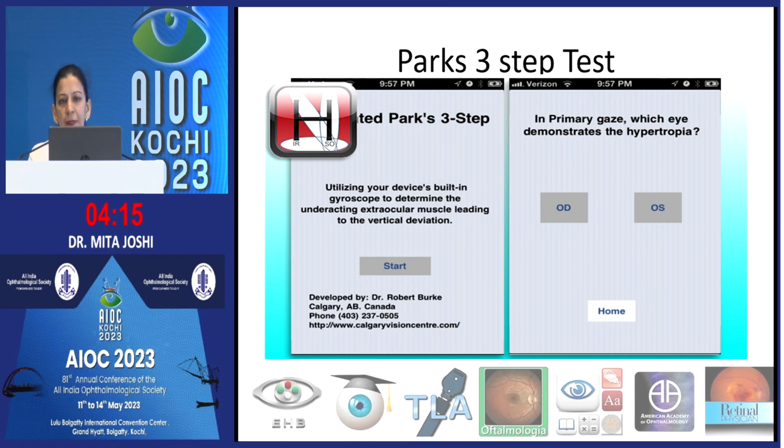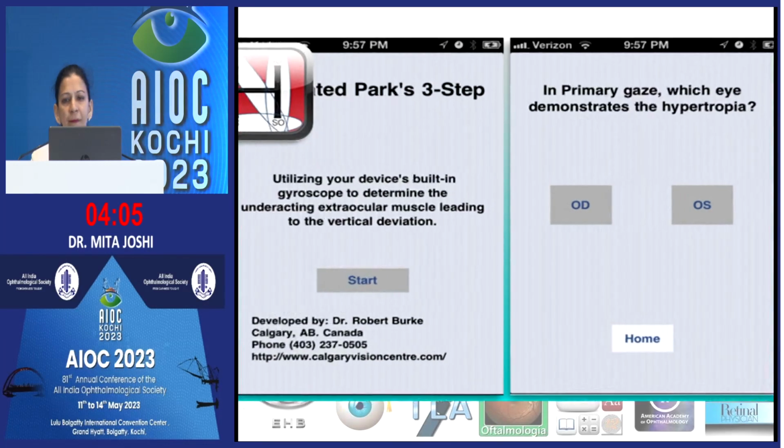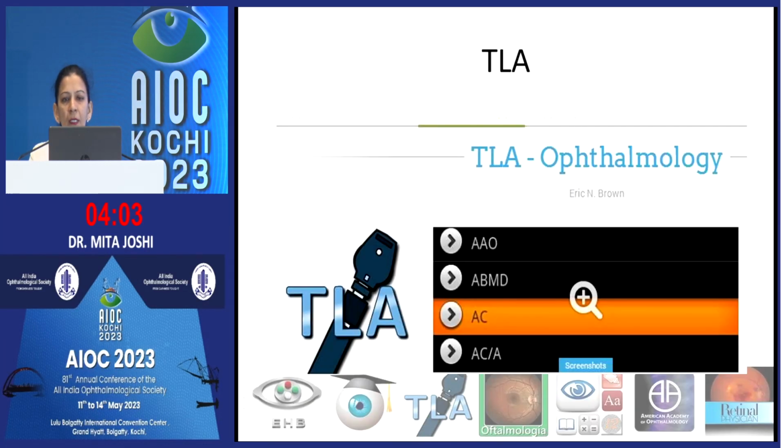Park's three-step test. This has always been a nightmare. Which eye, which muscle, what to do. So this allows you to just evaluate your patient. TLA Ophthalmology tells you all the short forms and acronyms which are used in ophthalmology. So it is a very useful guide.